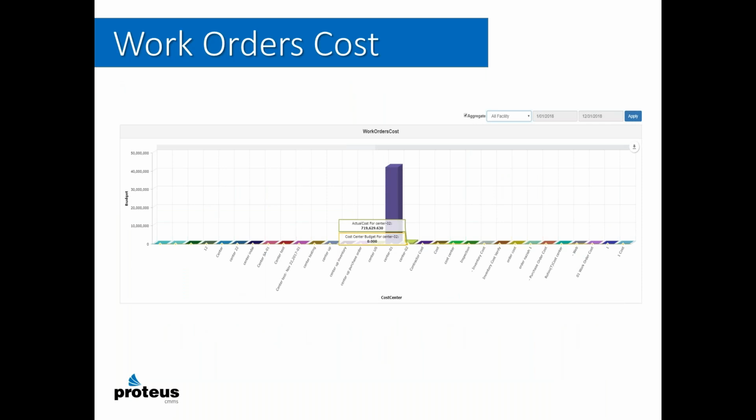Costs. Costs are absolutely critical. We want to look at what does the work order cost, what does it cost to maintain a particular piece of equipment. Is that particular piece of equipment costing more to repair and maintain than it would to buy a new piece of equipment? Not typical in manufacturing, but very typical in facilities.